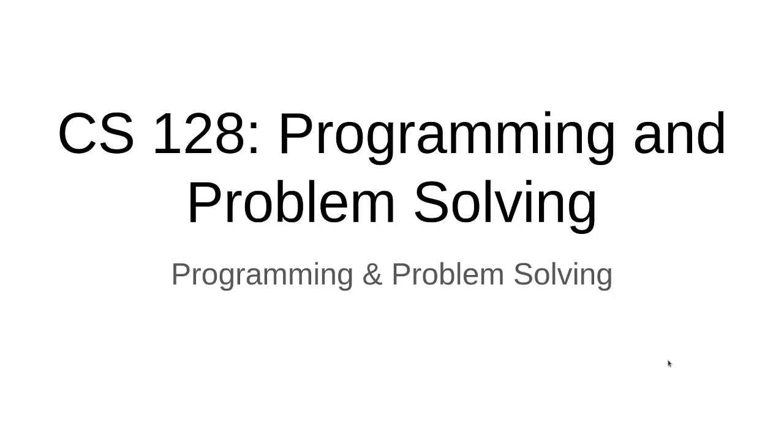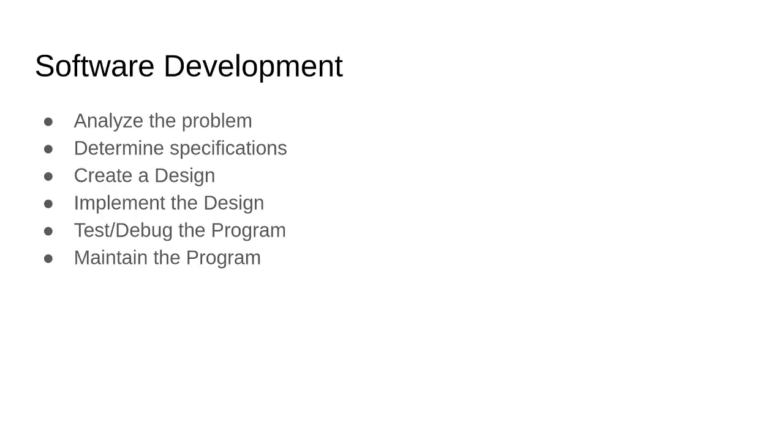As we get into more complicated problems, it's important to have a good process to follow for designing software solutions to those problems. One common software development model is the one that I'll show here, where we start out by looking at the details of the problem itself. What is it that we're trying to solve?